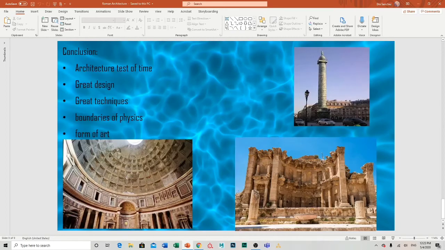Now, as far as the conclusion for this presentation and this type of structure, Roman architecture stood the test of time, proving the magnificent structure created from great design and techniques. There was a combination of different materials with daring designs that pushed the boundaries of physics and would turn this type of architecture into a form of art.